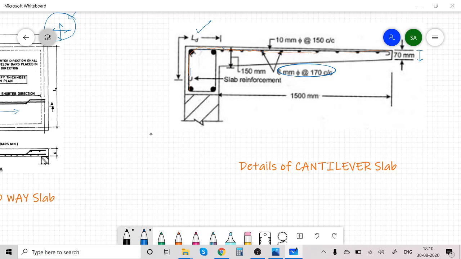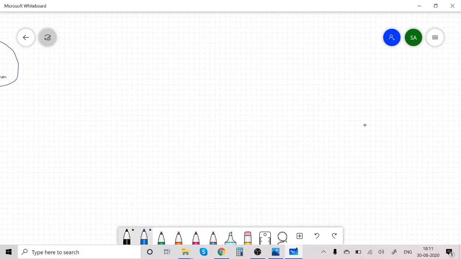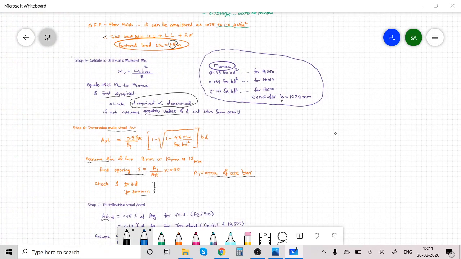So there is no need of thickness of any slab at the free end as the bending moment is 0, but it is not practicable. So minimum thickness is provided at the free end. So you can taper down the thickness towards the free end. This is the details of cantilever slab. Now let us see the design process of each slab one by one.